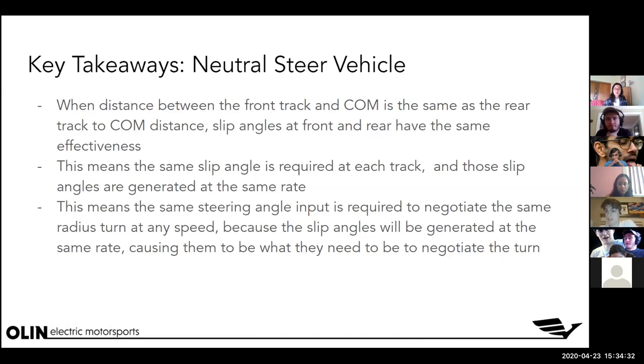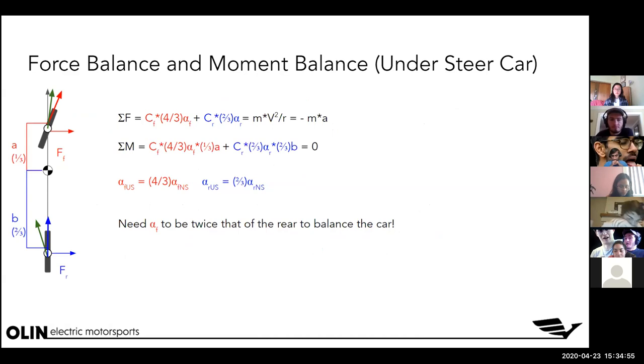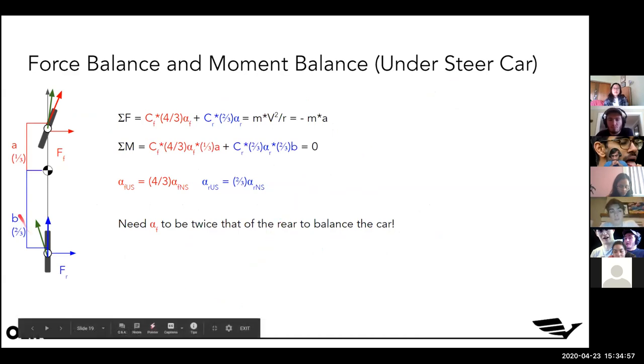which is very strange. And the other strange thing is that the steering angle that's required is equal to that of the Ackerman case. So the steering angle required to negotiate any turn is basically L over R for a neutral steer car. Okay, now let's see what happens when we change to an understeer case. I think this will point out some important relationships that will help us make more sense of this. Okay, so now for an understeer car, we're going to move the center of mass forwards.